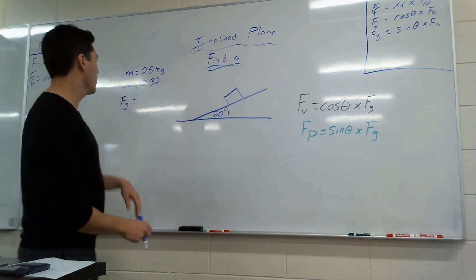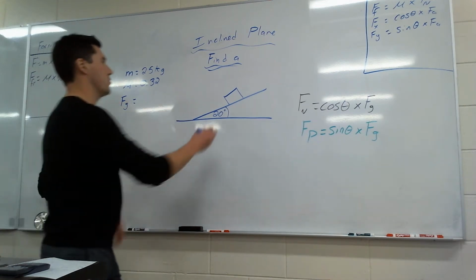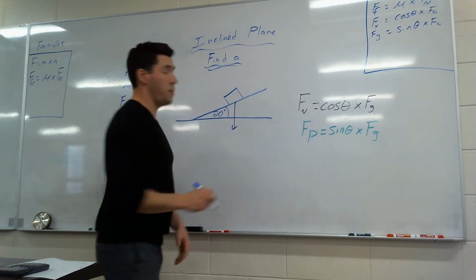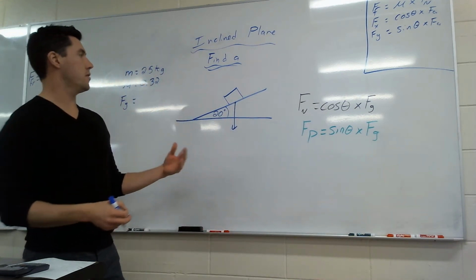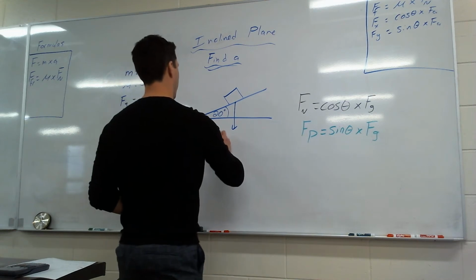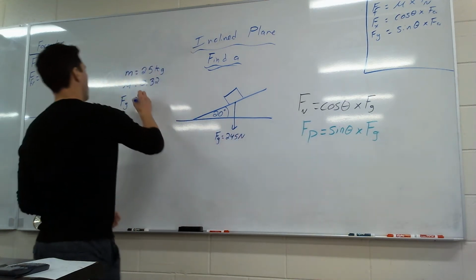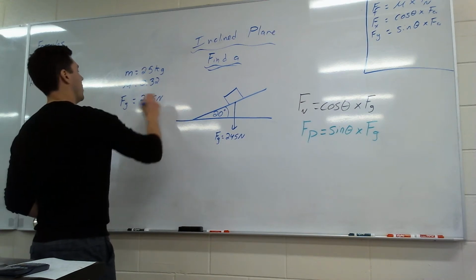So first thing we want to do is find force of gravity, which is this here, force of gravity. For that we go 25 times 9.8, our usual. And we get force of gravity here equals 245 newtons. Okay, so 245 newtons. All right.